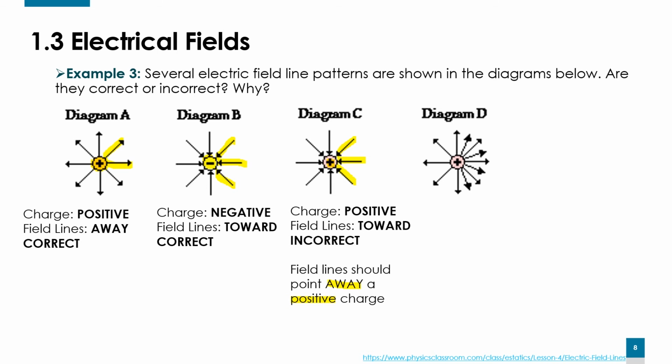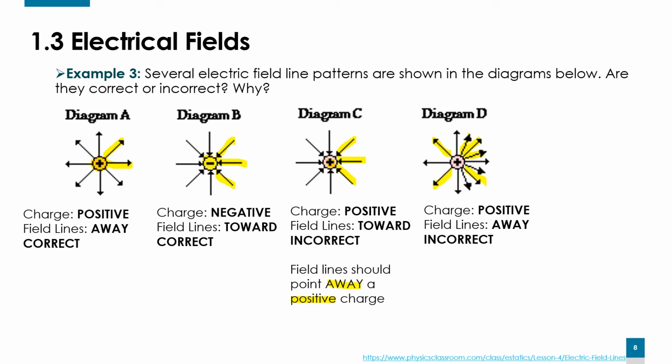Okay, a more challenging one. Diagram D. Which charge do I have? Positive. And what is the field doing? Points toward. Away, sorry. Points away. Is it correct or incorrect? Okay, it looks correct, right? It points away. But look, some lines are very close to each other on the right side, and on the left side they are very far from each other. This should not happen because they should be symmetrical. When you represent this diagram, all the field lines should be symmetrical, at the same distance.